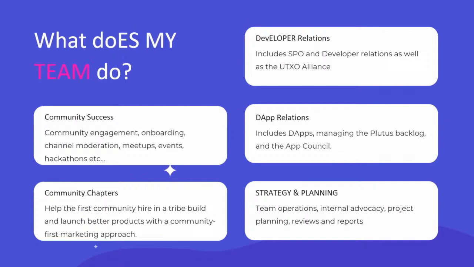With developer relations, which includes DApp relations. So our team does SPO, developer relations, the UTXO Alliance. We work with the dApps as well. And Anita on my team is managing the Pledis backlog and the contracts with the engineers and the App Council. And then also, we have strategy and planning, which is the team operations, internal advocacy. The reason I brought this slide up is there's only 4 of us, not including myself. So we're a really small team that has like an outsized impact.